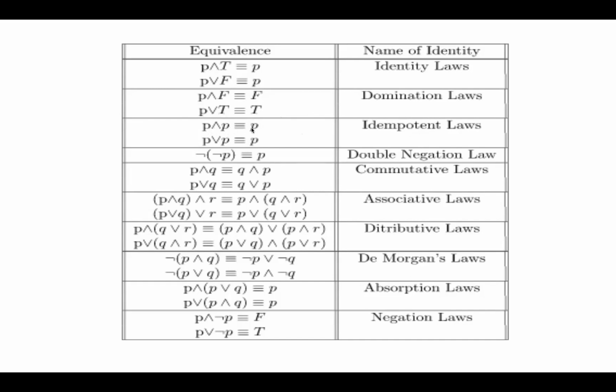Then P AND P is also equivalent to P, and P OR P is also equivalent to P. So it is known as idempotent law. The negation of negation P is equivalent to P, it is known as double negation law.